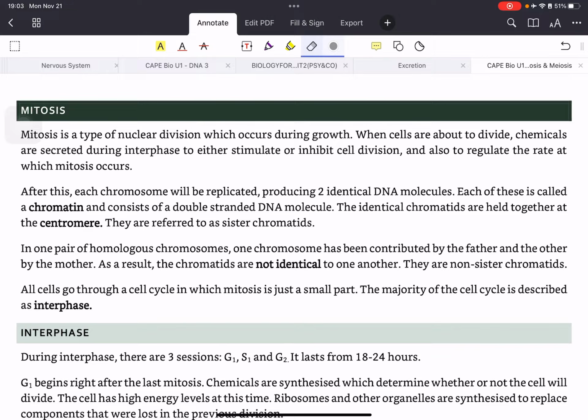Okay, so we know that mitosis is a type of nuclear division which occurs during all growth. So when cells are going to divide, chemicals are secreted during the interphase, which is the first part of mitosis essentially, and they either stimulate or inhibit cell division, and they also regulate the rate at which the division would occur. Okay, so now after this, we know that the chromosome will be replicated. There'll be two identical molecules, and we go from the chromosome to the chromatin, then we go to the chromatid, and so on and so forth, right? We know about it, and I'll show you all the steps as well in this video, okay?